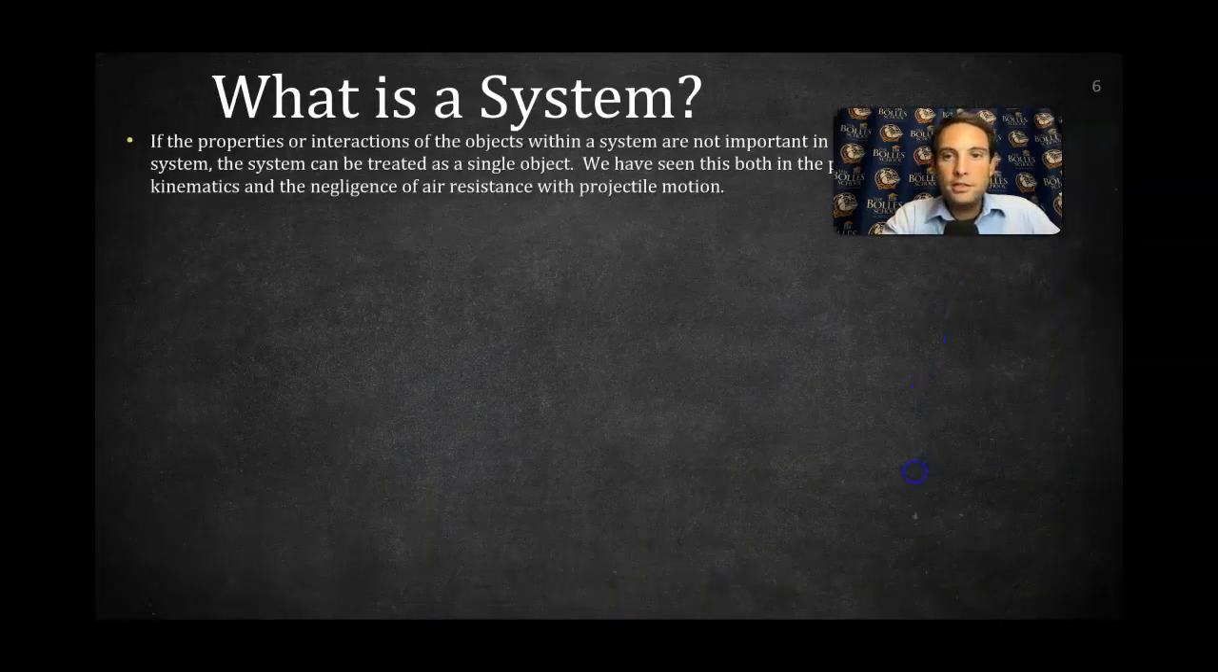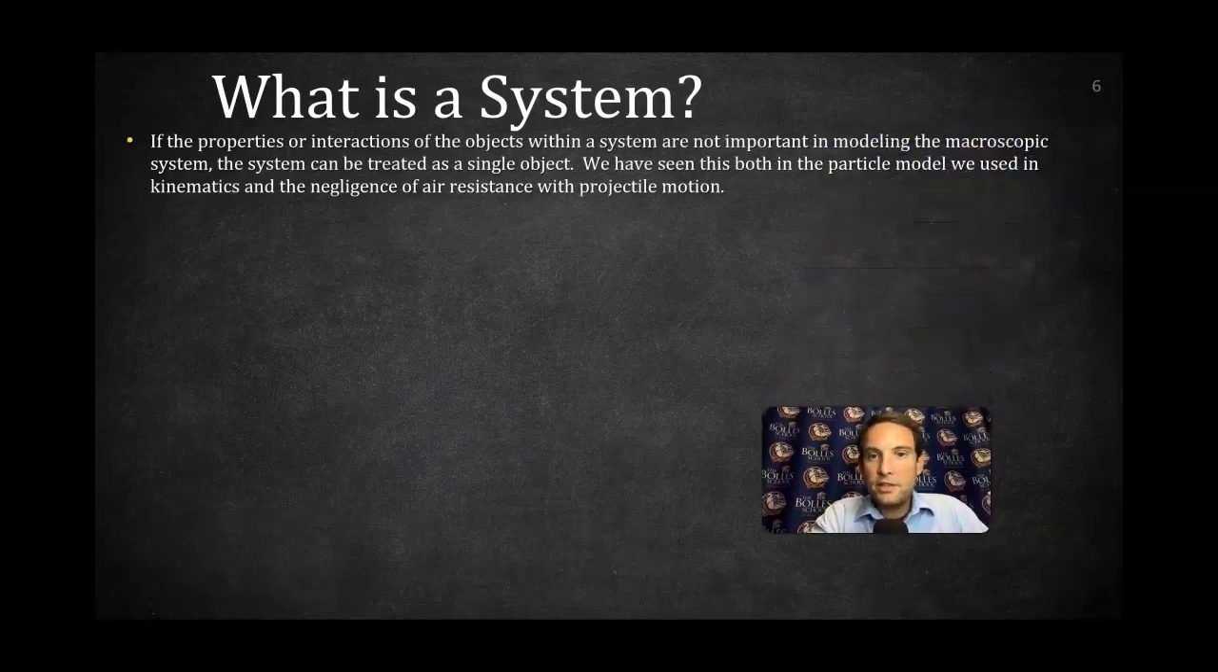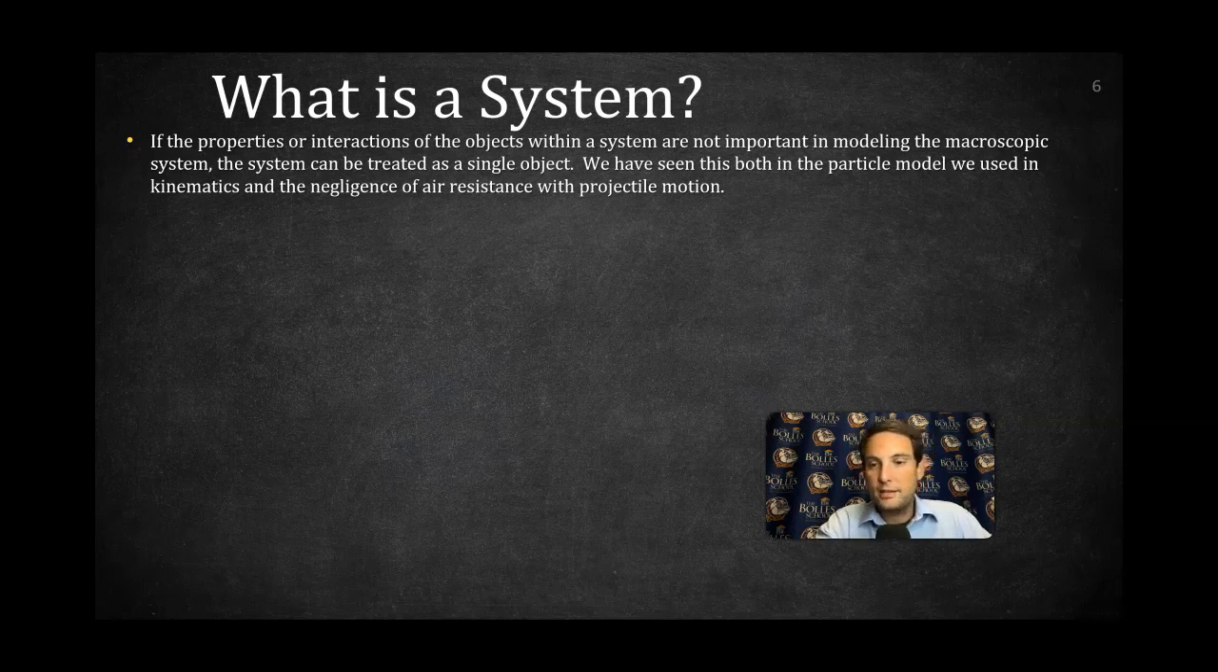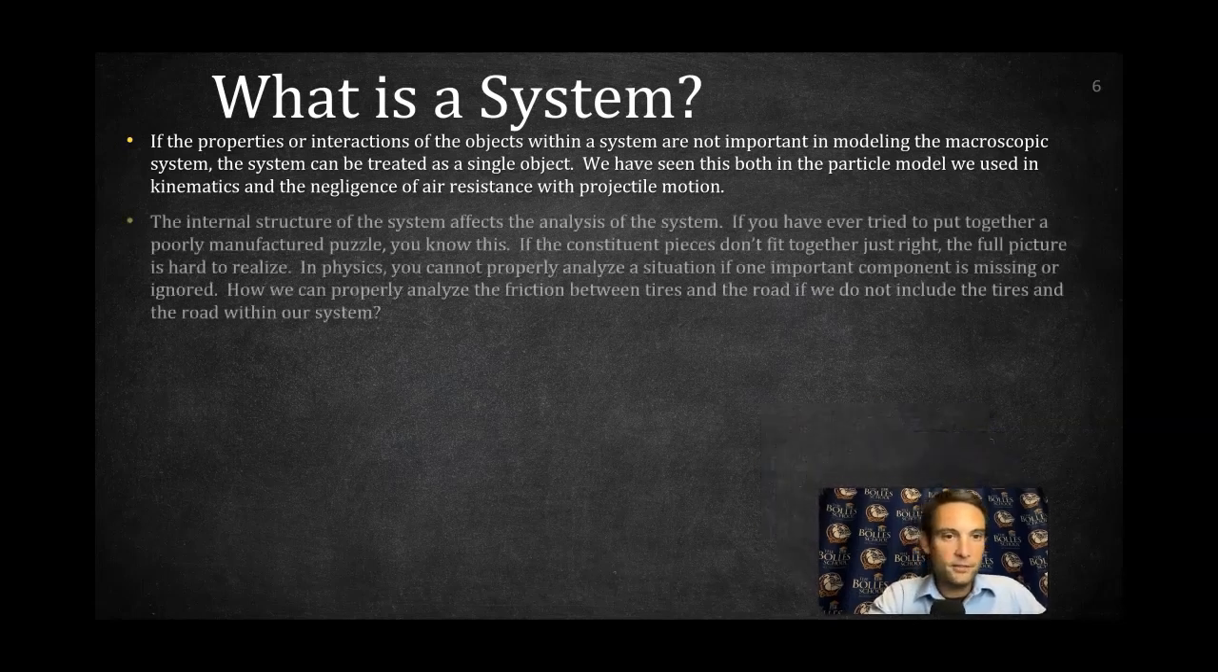If the properties or interactions of the objects within a system are not important in modeling, the system can be treated as a single object. We've seen this when we used the particle model before, and we used kinematics and the negligence of air resistance with projectile motion. We look at things from the macroscopic view in this class. You can also look at it from the microscopic, and physics is going to be the same no matter where you are or what level you're looking at it. That's the beauty of it, really.